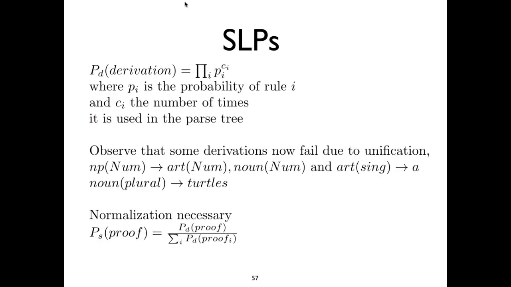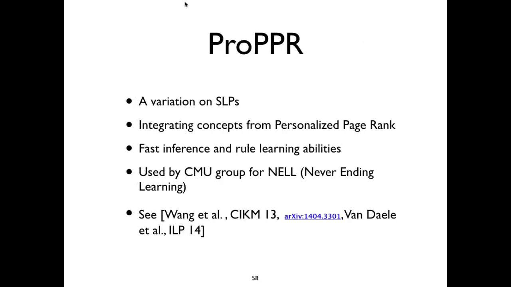Now, the interesting thing is that you have to correct for that. If you lose some probability mass, then the sum of the probabilities of all the sentences will no longer be equal to 1. And so you have to normalize and correct for that. And that is what is done in the semantics of these stochastic logic programming languages.